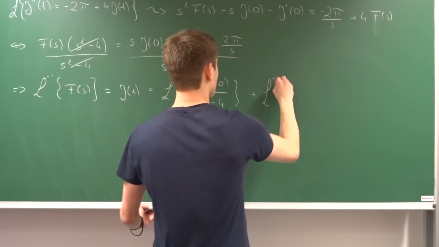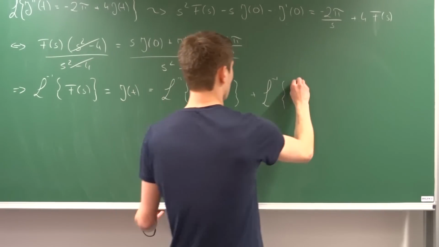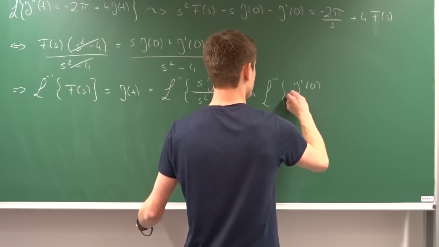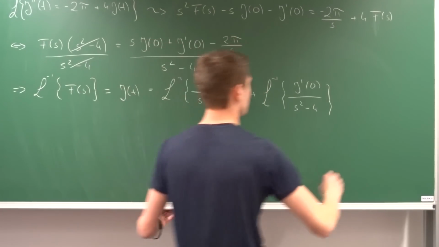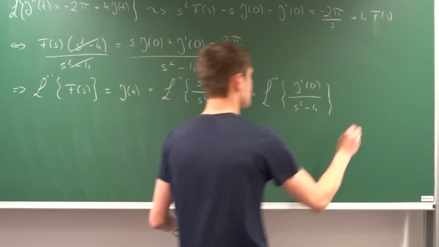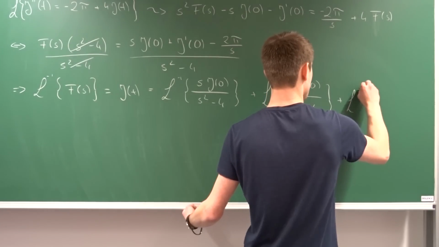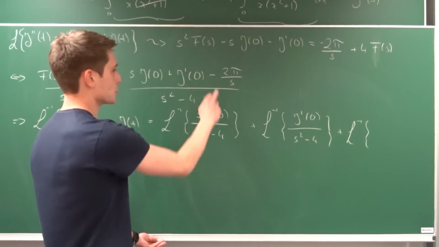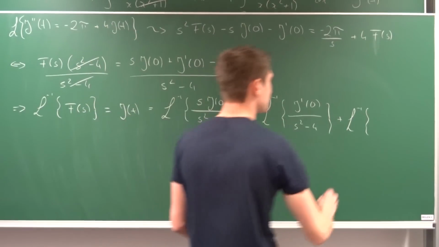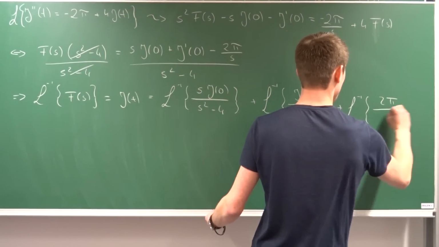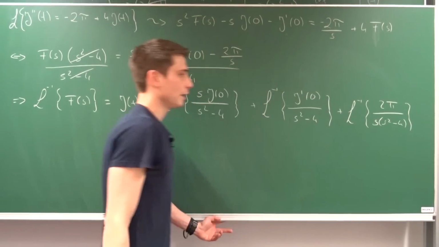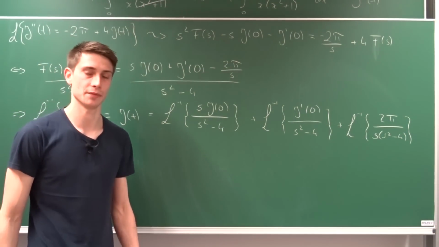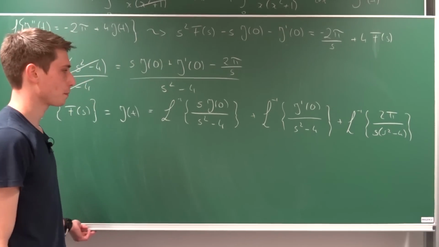And then positive, the inverse Laplace transform of J prime of 0 over s squared minus 4, and the last part is just positive the inverse Laplace transform of, so we have this in the numerator, so this is 2 pi over s times s squared minus 4, and then we would be done. But we have to do a bit more work.